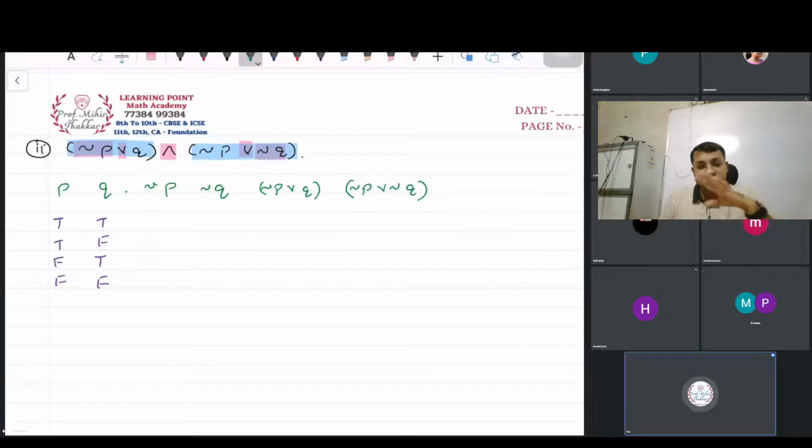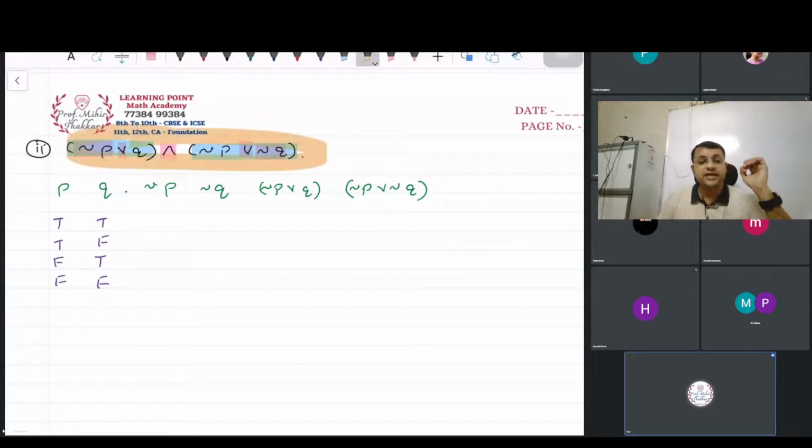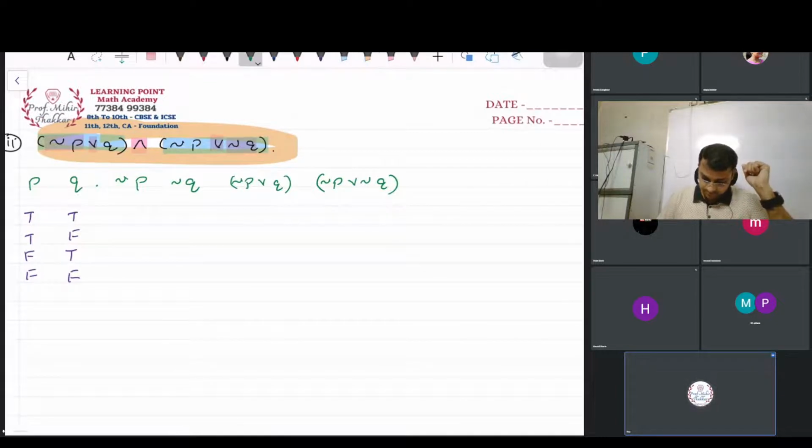Now every element has been considered only for the middle and symbol. So in such a case guys, now I will just take this entire part as the last column of my truth table. So for that, let me write it like this. Negation of P or Q and negation of P or negation of Q.